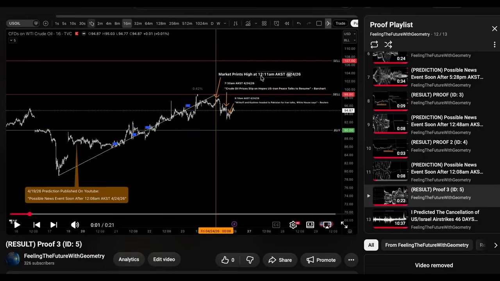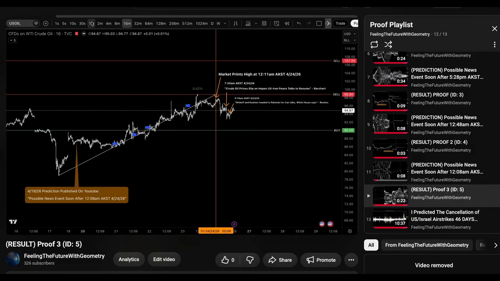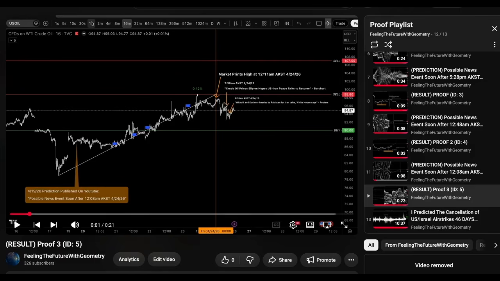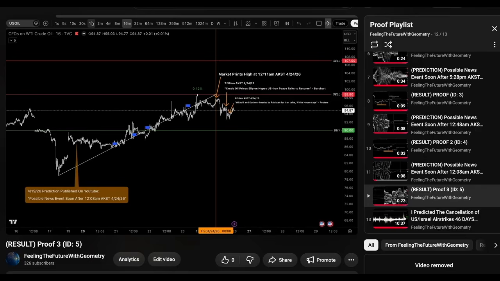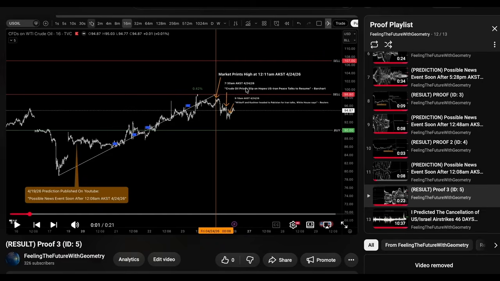The market prints a high 3 minutes after the specified time, and then we get a couple of interesting news events. Crude oil prices slip on hopes of U.S.-Iran peace talks to resume. This was released by Bar Chart. And then we also had Witkoff and Kushner headed to Pakistan for Iran talks, which eventually ended up falling through. It did not take place. But still, these events here created this movement in price, and that's what the geometry is sensitive to. And so indirectly, it's sensitive to these human actions.